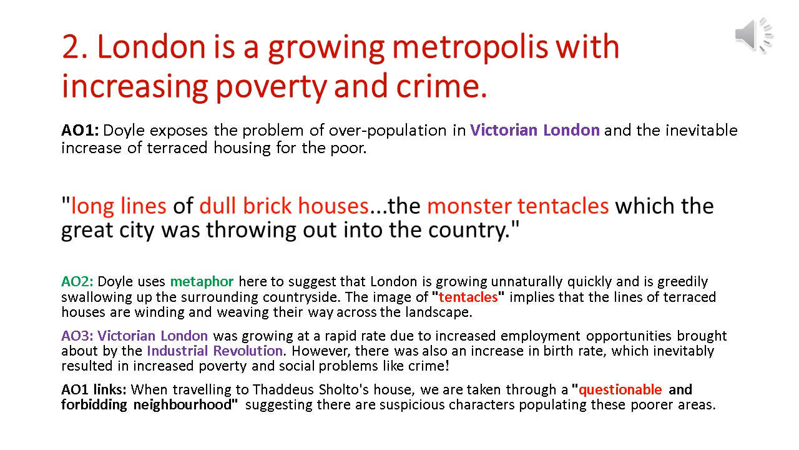If you wanted another quotation to link this to, at the bottom there, when we're travelling to Thaddeus Sholto's house, we're taken through a questionable and forbidding neighbourhood, suggesting that in these poorer parts of London, there are lots of suspicious characters in those areas.